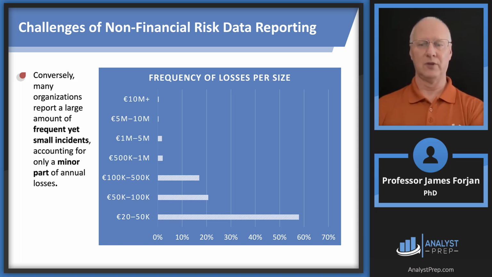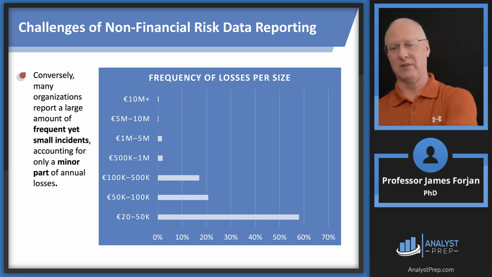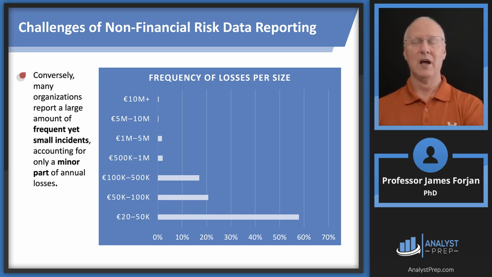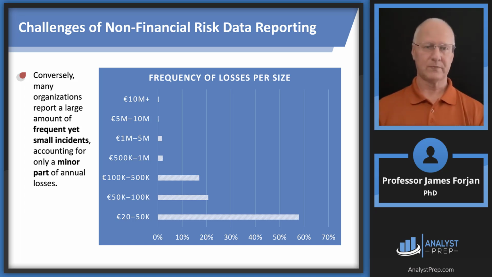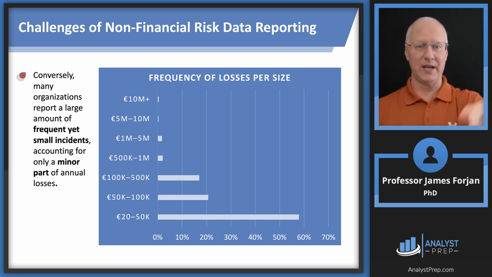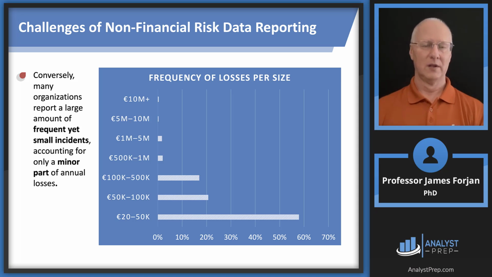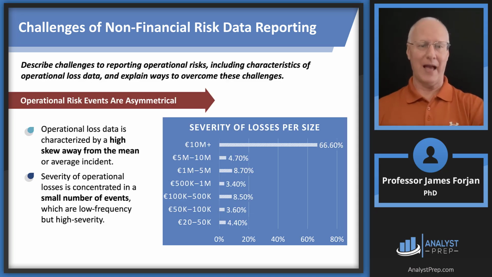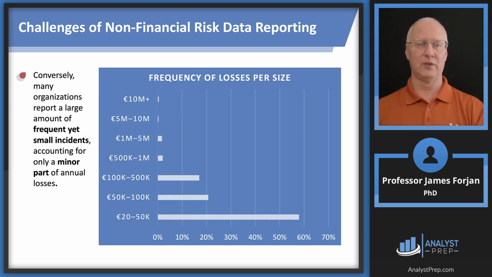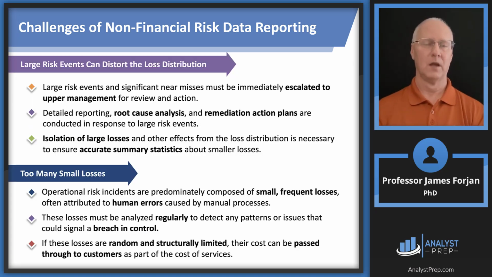Here's another blue box that says something like, look, 20,000 to 50,000 euro makes up almost 60% of the frequency. The excess of 10 million, I don't even know what that little thing is there. What is that, 1 or 2%? So once again, going back here, the skewness and maybe kurtosis in the distribution. So what can we do here? Large risk events and too many small losses.